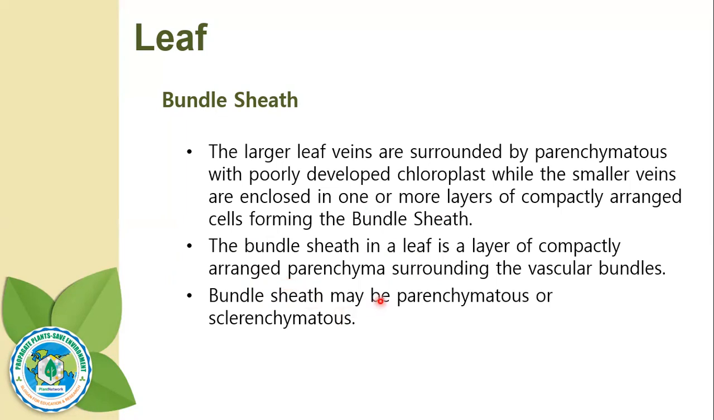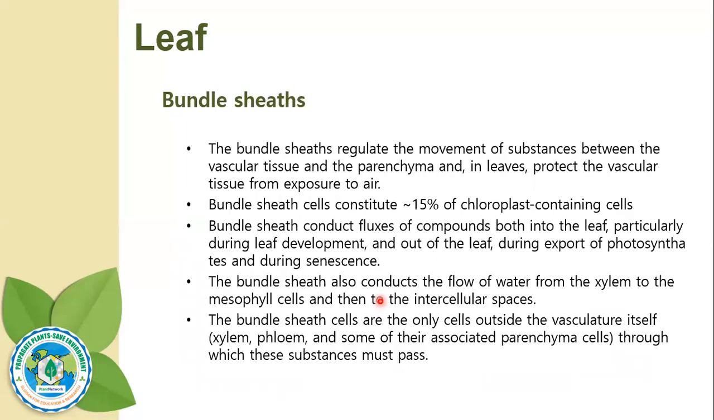The bundle sheath may be parenchymatous or sclerenchymatous. The bundle sheath regulates the movement of substances between the vascular tissues and the parenchyma, and in leaves protects the vascular tissue from exposure to air. Bundle sheath cells constitute approximately 15% of the chloroplast-containing cells. The bundle sheath cells handle fluxes of compounds both into the leaf, particularly during leaf development, and out of the leaf during export of photosynthates and during senescence.